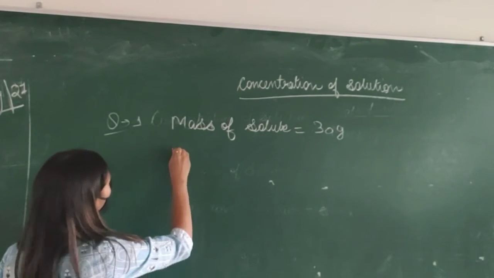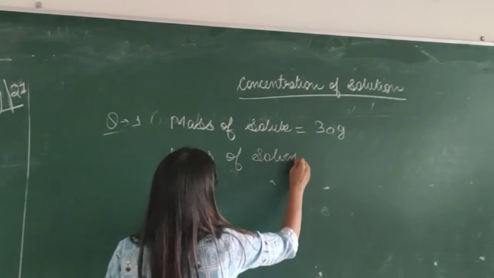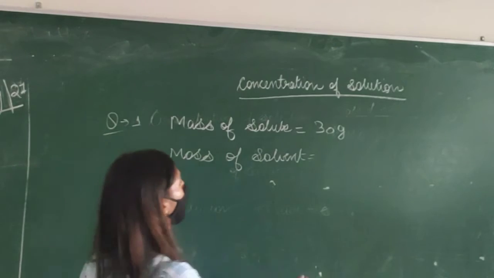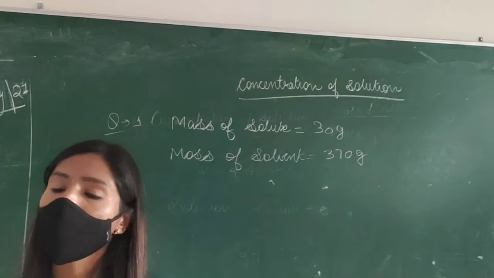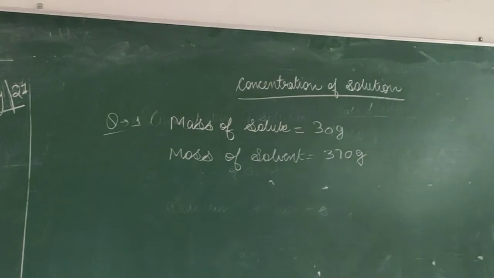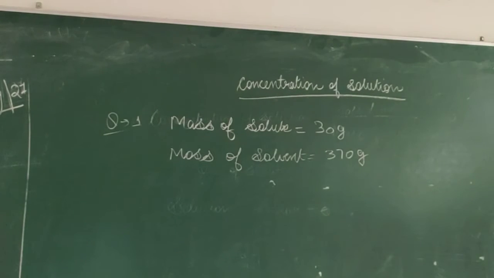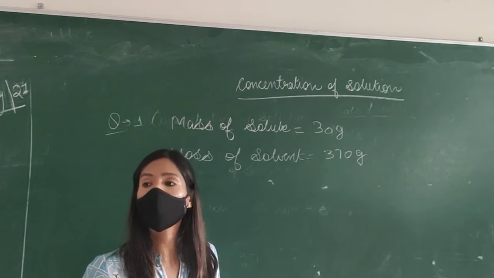Then mass of solvent is how much? It is 370 grams. So you have to read the question very carefully. The language says a solution contains. They are saying about a solution which is made up of 30 grams of sugar and 370 grams of water. That means a solution has 30 grams of solute and 370 grams of solvent. So then we have to find out the mass of the solution also, because we know in the formula there will be mass of solution.